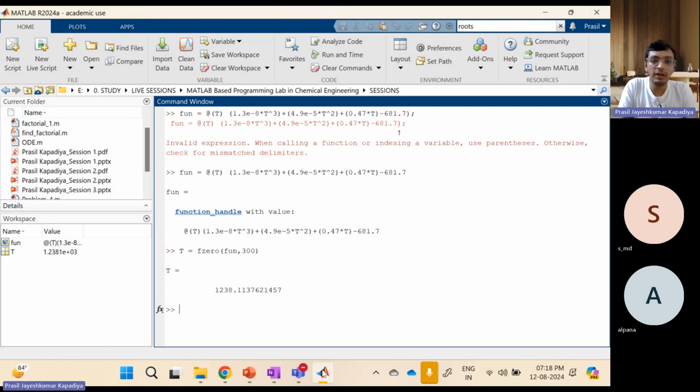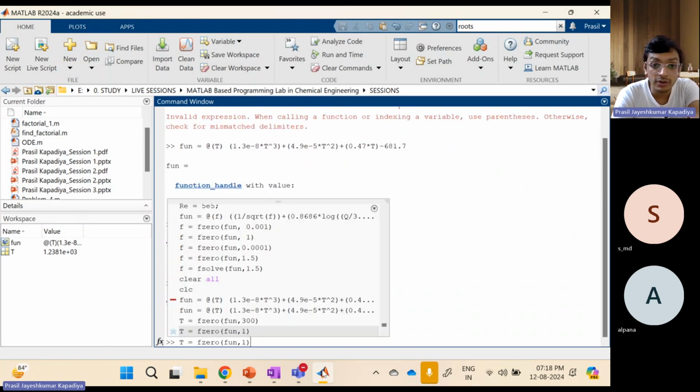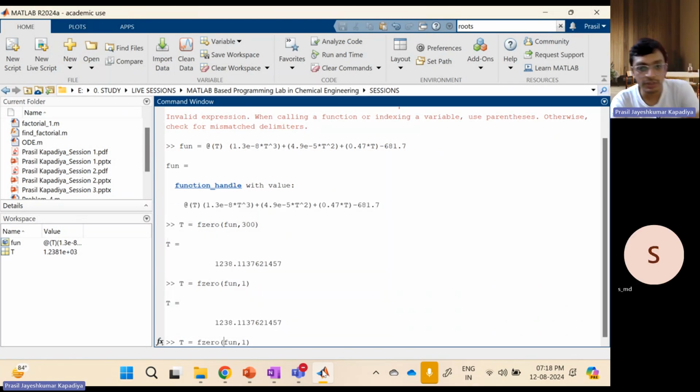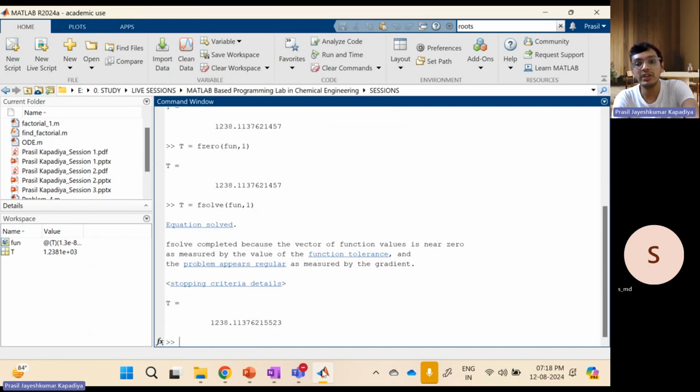It's a cubic equation, right? So we should have three temperatures. Let's say I'm going for a very small number, 1. Then also I'm getting the same answer. So I guess this is our answer, but it's a cubic equation, so we should get three solutions. So what could be those three solutions? fsolve will also not give us those three solutions, but how can we get them?